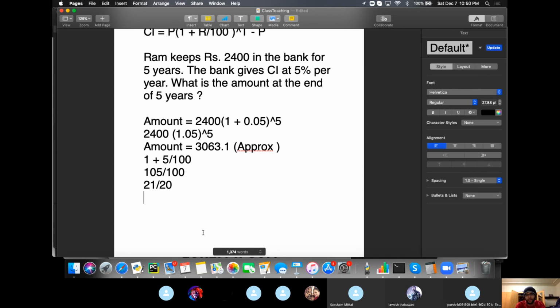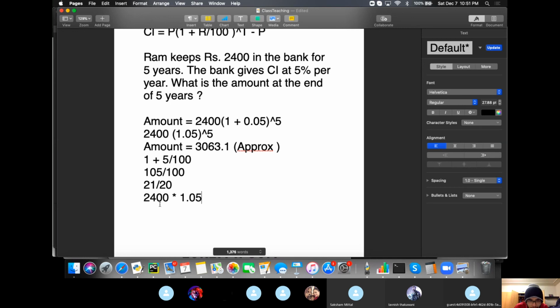See, what does simple interest do? Simple interest, what it does is the same amount will be added every year. Here, what is happening is that whatever amount you have, on that it will be calculated. So our amount is 2,400. After 1 year, it will increase by 5%. So this will be 2400 multiplied by 1.05. It will increase, right? So it will become multiplied by 1.05.